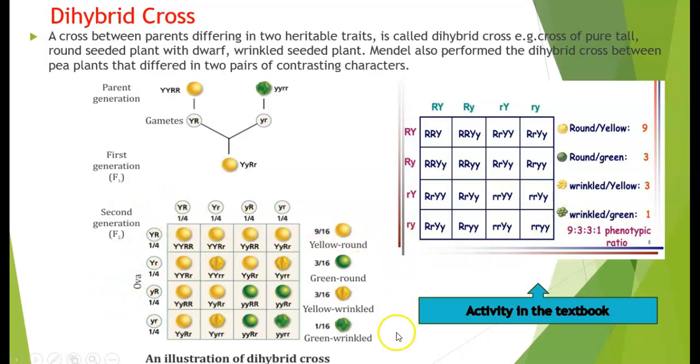Now, when we see this, you can see that both the characters are getting inheritance independently. That is, inheritance of one character, that is the color, is independent of the shape of the seed. So when you consider two characters at a time, the inheritance of one does not affect the inheritance of the other character. They are inherited independent of one another, which this particular observation gives you, takes you to our next law, which is the law of independent assortment.